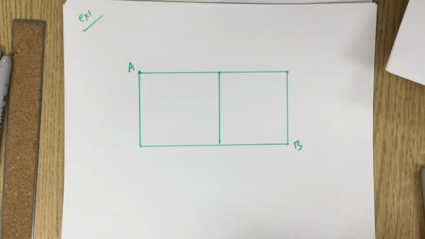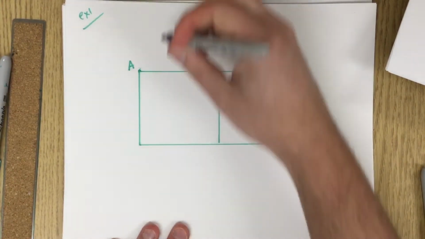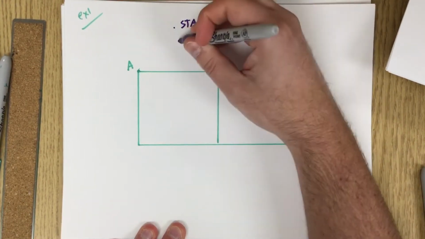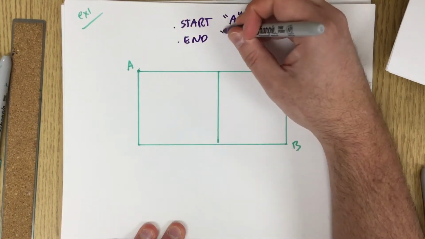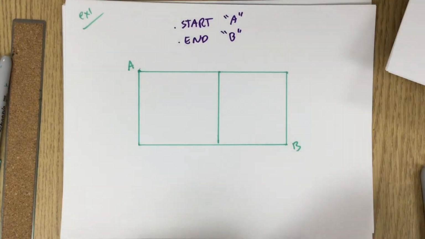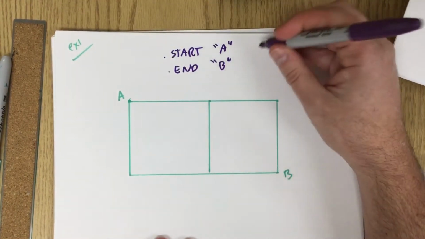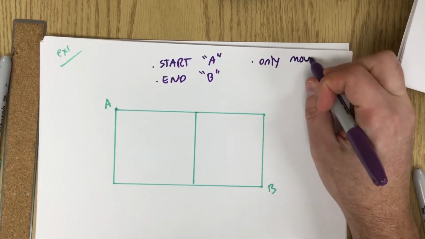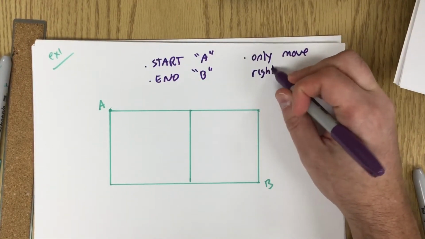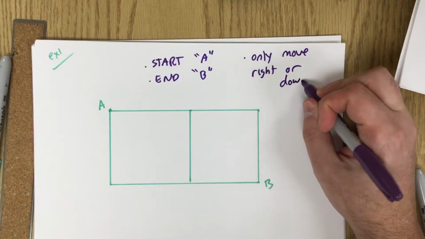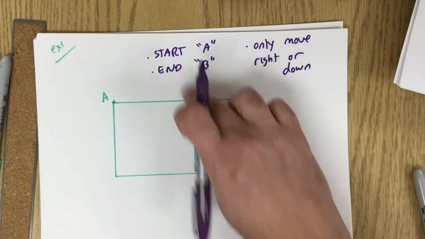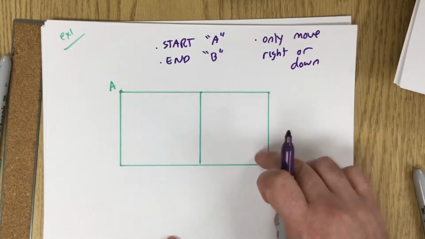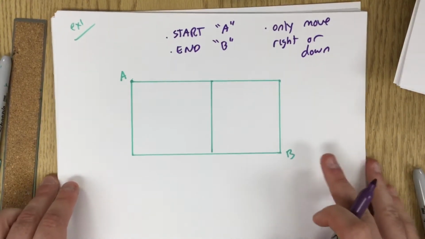Let me just write these down. So we're going to start at A. We're going to end at B. And the other rule is that you can only move right or down. So you can only move to the right, and you can only move down. You can't go back up. That doesn't work. You can only move right, you can only go down.